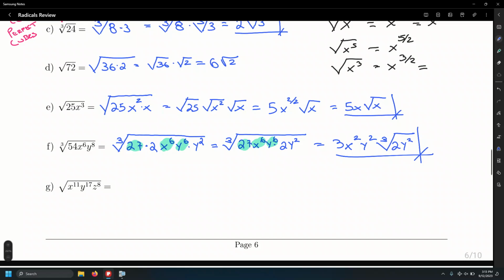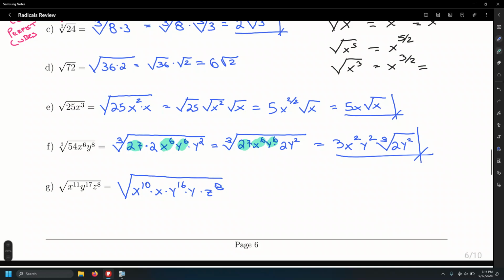What about 17? Is 17 divisible by 2? What about 8? Well, that one is a perfect square. So I would like to break this up like x to the, okay, what integer smaller than 11 is divisible by 2? 10. x to the 10th times x to the first power. We don't need to write that one. What about 17? 16. y to the 16 times y. And z to the 8 is z to the 8.